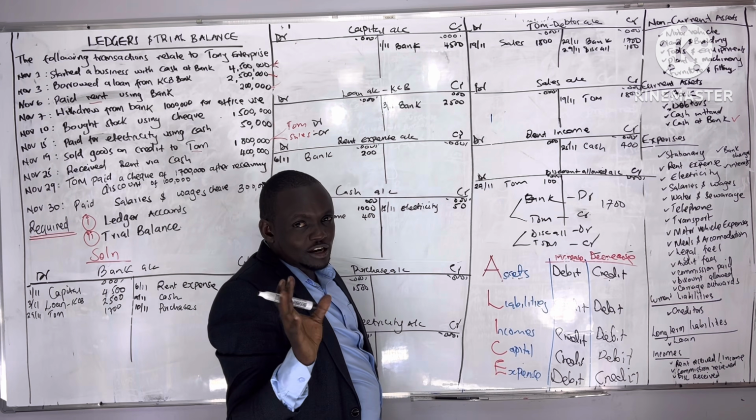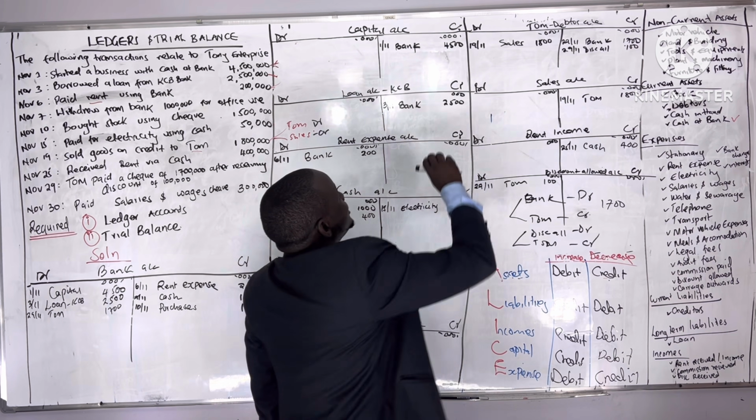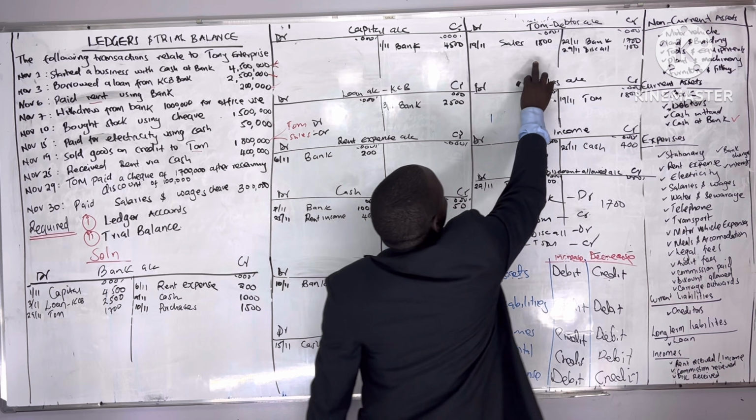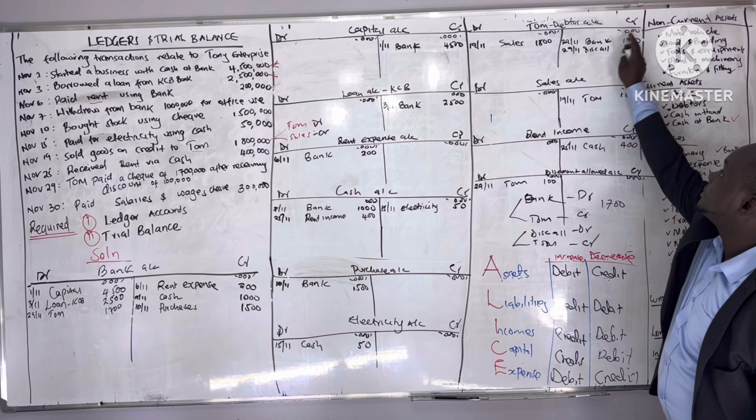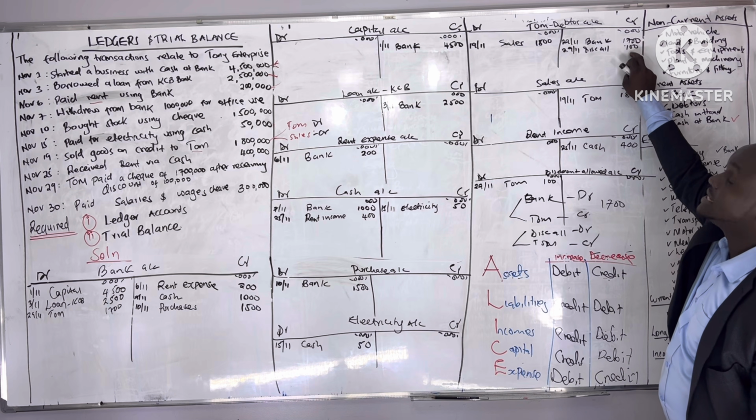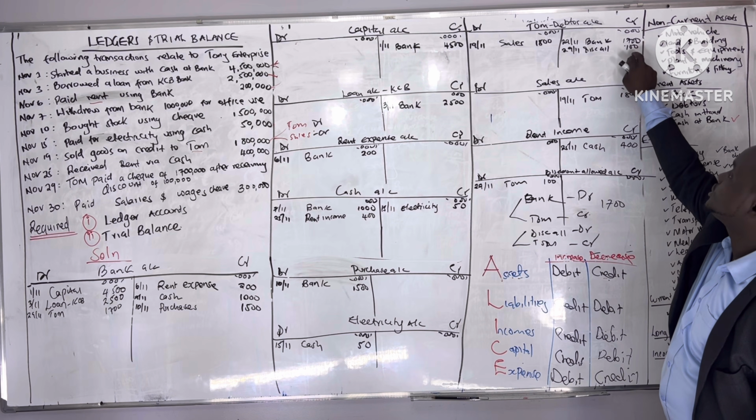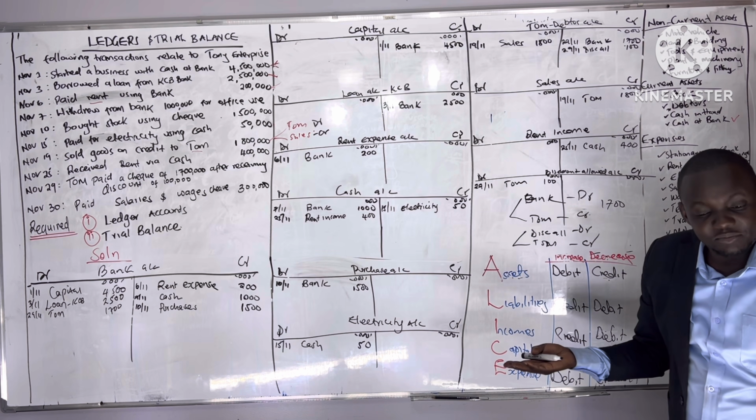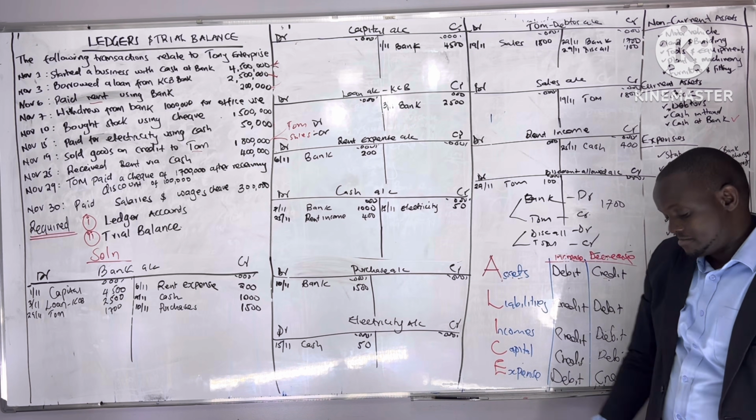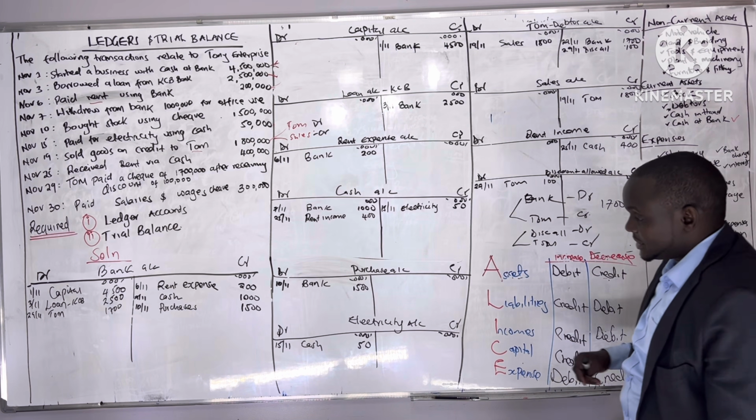If you have a closer look at Tom's account, we sold goods worth 1,800. Tom paid us using bank 1,700, and we gave him a discount of 100. The total here is 1,800, and the total there is 1,800. That means Tom is not supposed to pay us anything. Let's go to the last transaction.